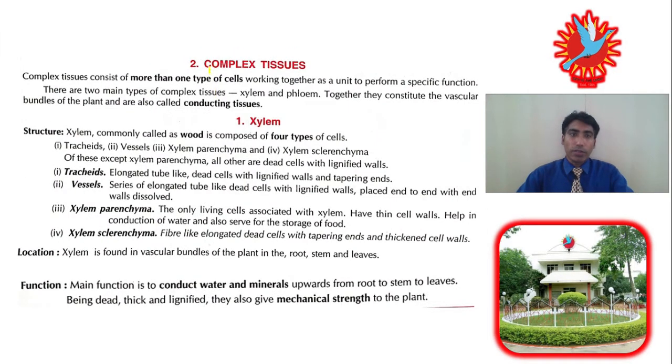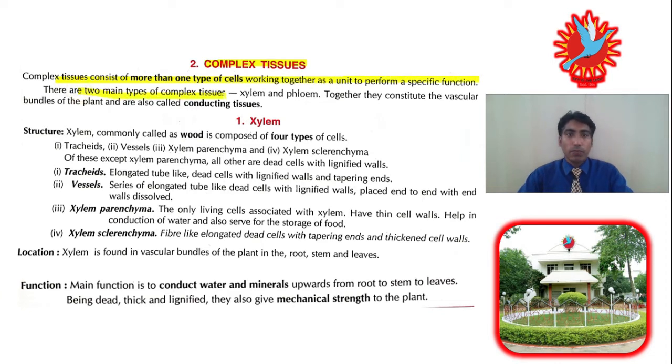Now we are going to discuss the next category of permanent plant tissue, which is the complex permanent tissue. As you already know, complex permanent plant tissue contains more than one type of cells. That is why they are complex. Simple tissue only contains one type of cell, that is why they are simple. But these tissues are complex because they contain various kinds of cells. So complex tissue consists of more than one type of cells working together as a unit to perform specific functions.